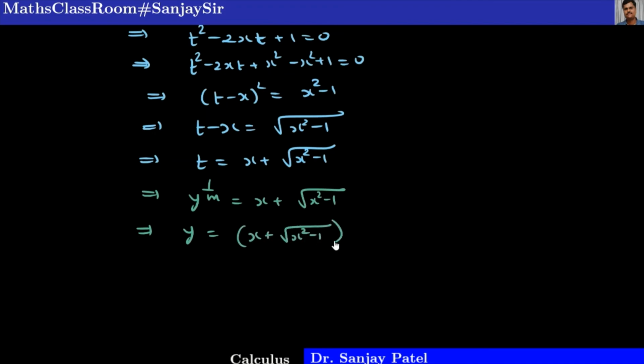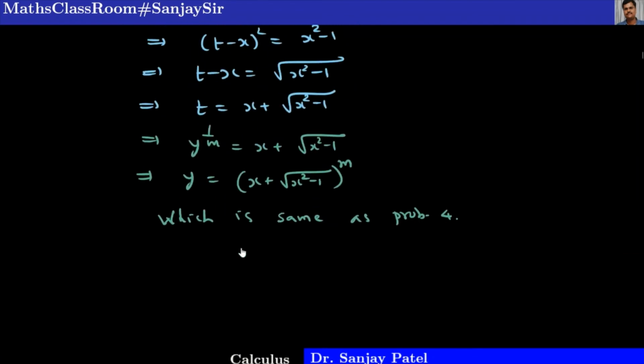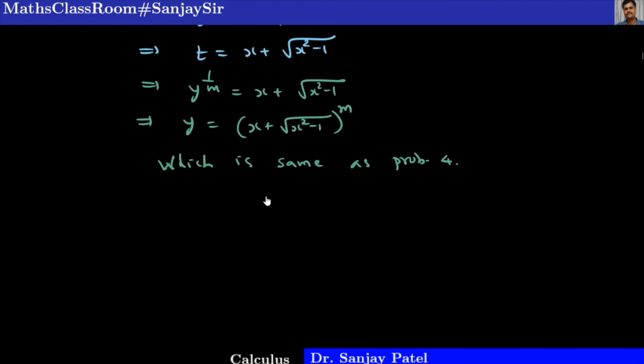So again, this is transforming into problem number 4, which is the same as problem number 4. And there is one more type. See, even if you have a minus sign over here, this reduces to the same, and that I want to explain in our next problem, that is problem number 8.